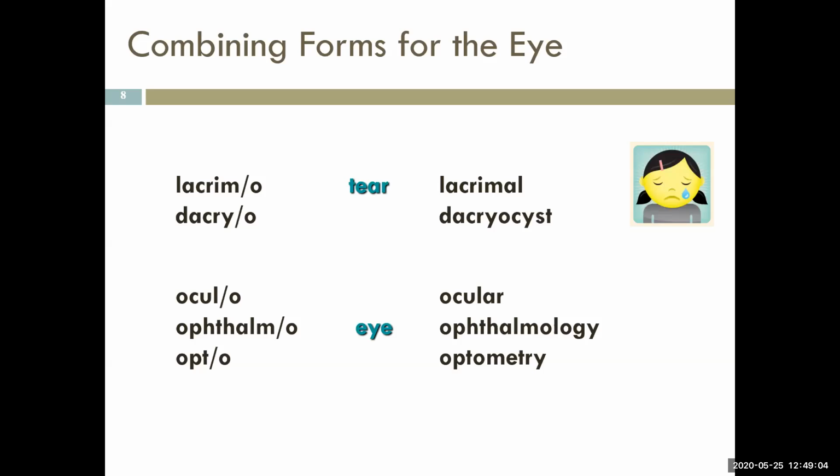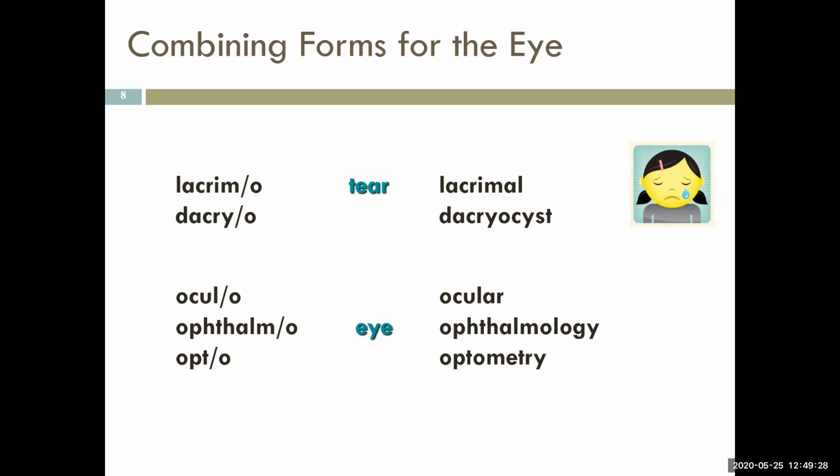Lacrimal and dacryo are both pertaining to tears. Dacryocyst, so a cyst within the tear ducts. Oculo, ophthalmo, and opto all refer to the eye. So ocular is pertaining to the eye. Ophthalmology is the study of the eye, versus optometry, which is the measurement of the eye, would be the vision.